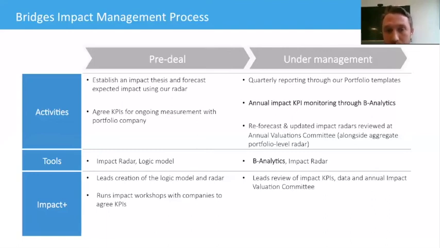Secondly, our annual process, we collect what we call the impact scorecard, so the full range of impact metrics from each of our portfolio companies, and we do that using B-Analytics. With that information, each year we will review the metrics, we'll reforecast our expectations of impact using the radar, and then through board meetings and other interaction, we'll feed that back into our portfolio companies. Next slide, please.